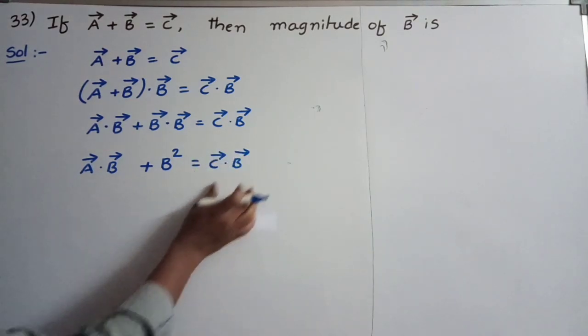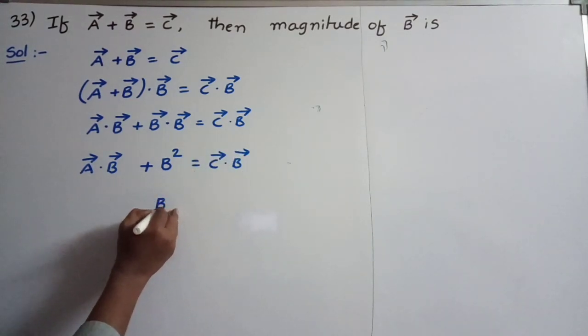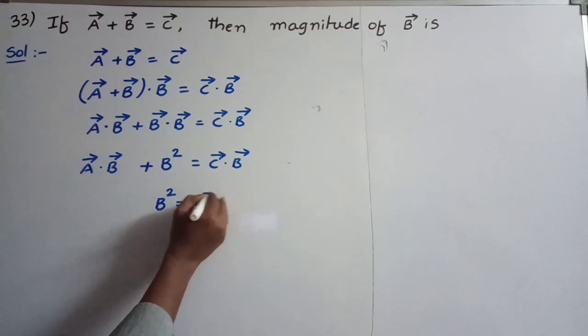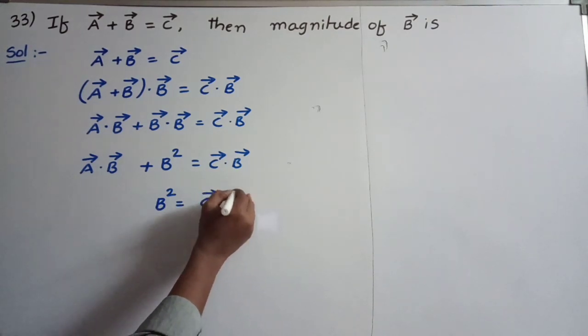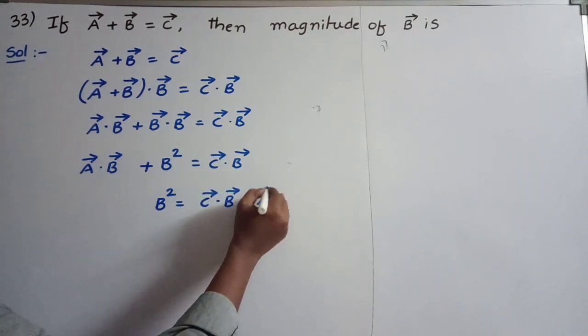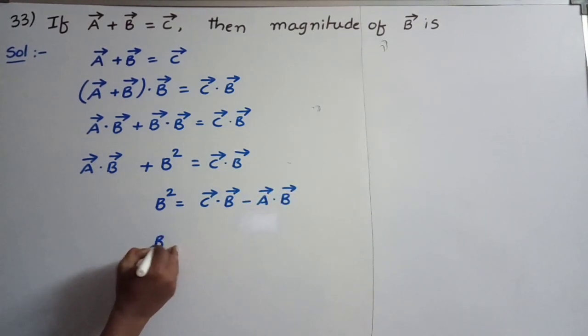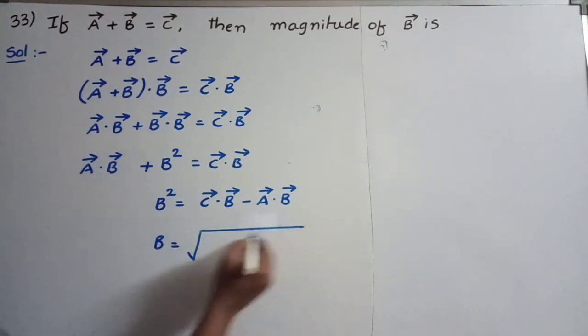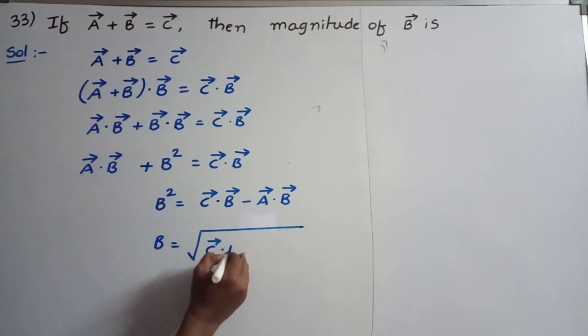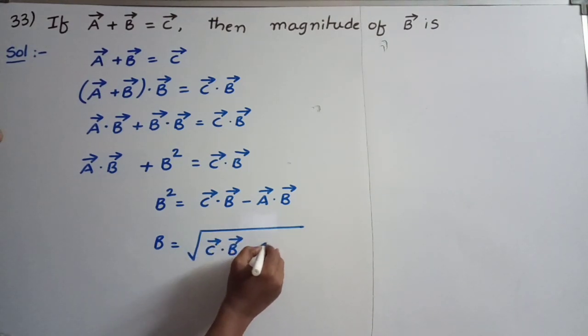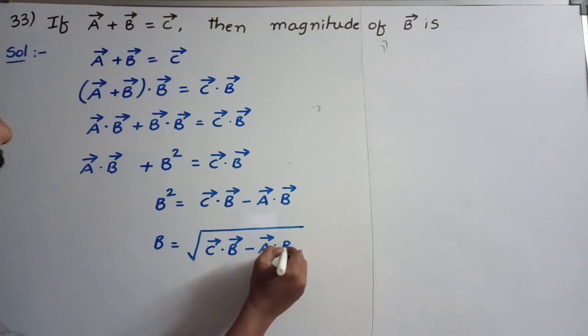Taking this A bar dot B bar to the other side, we get B square is equal to C bar dot B bar minus A bar dot B bar. From this, B is equal to the square root of C bar dot B bar minus A bar dot B bar.